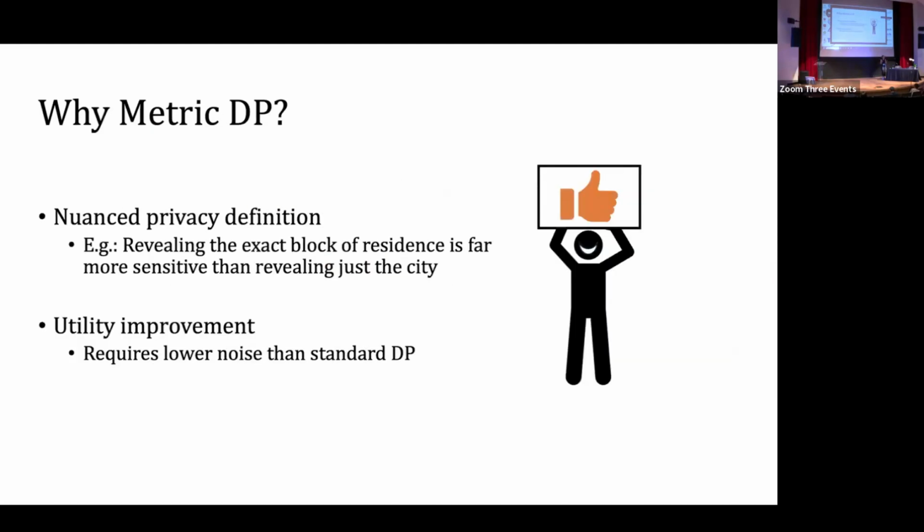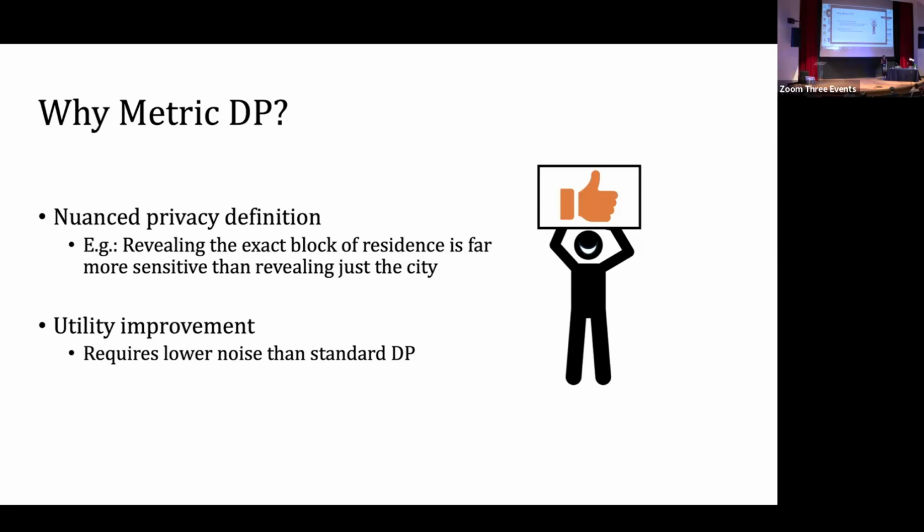So why should we care about this relaxation? First, it results in a more nuanced privacy guarantee. Metric DP tailors the privacy guarantee to the changes in the data, and this captures the natural privacy semantics of many real-world examples. For instance, let us consider the location of Tom Cruise. We all know he is an actor. His profession is public information. So revealing the exact city of his residence, which is LA, is not really a privacy violation because this is implicit from his profession. However, revealing the exact block of his residence, that would be a privacy violation.